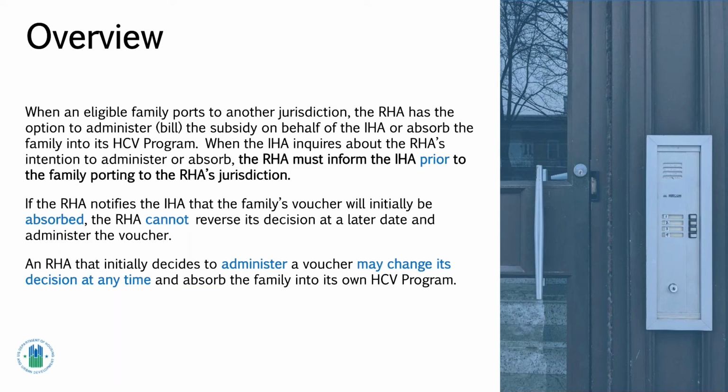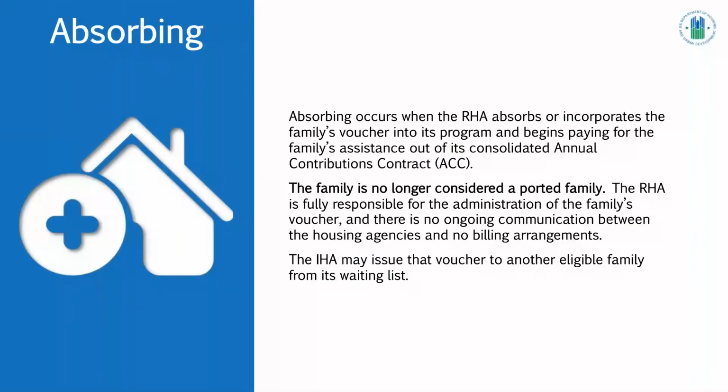Absorbing a family's voucher occurs when the receiving housing authority incorporates the family's voucher into its own program. The family's assistance is paid out of the receiving housing authority's consolidated annual contributions contract. We do refer to that as ACC. The family is no longer considered a ported family, and there is no ongoing communication between the PHAs and no billing arrangements. The initial housing authority may issue that voucher to another eligible family on the waiting list.